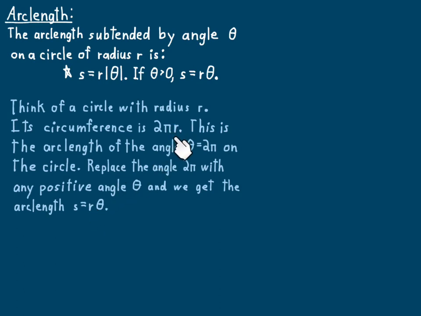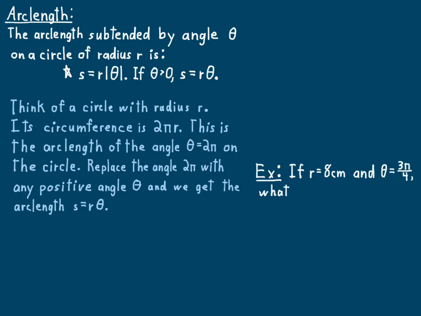So if theta is pi, then you get pi r. So it's half of the circumference of the entire circle, because it would be half of the circle, right? If you want to go pi around, angle pi around. Okay, so that's all that is. You just have to remember that you need a positive angle, or take the absolute value if it's a negative angle.